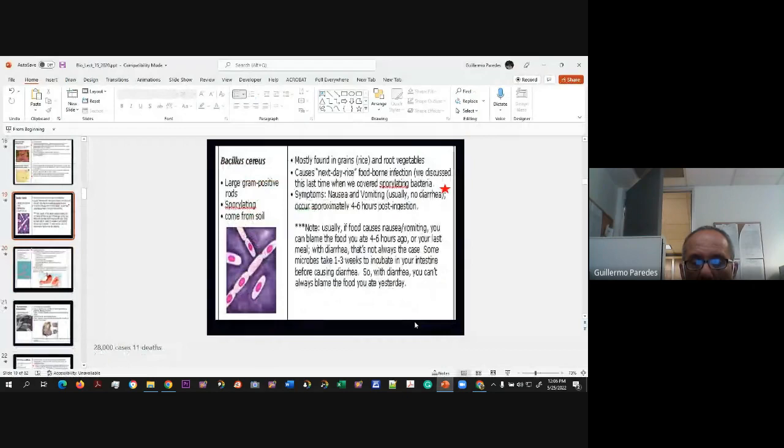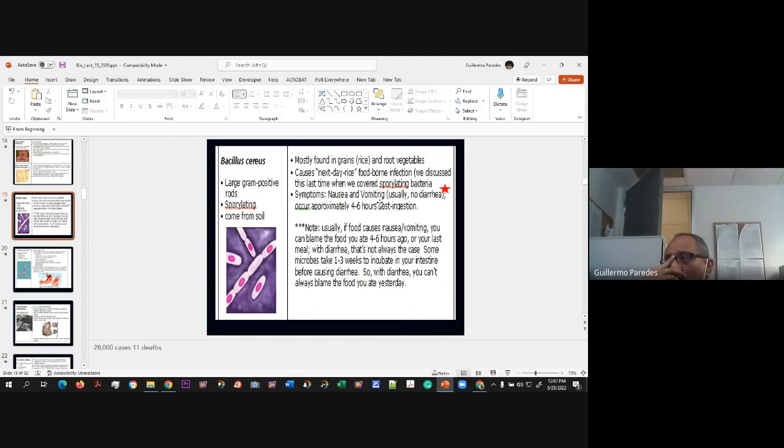Bacillus cereus. Bacillus cereus is one of the bacteria that can produce sporulation. I want you to be very careful if somebody is pregnant. My suggestion for a pregnant woman is to always eat fresh food. Never leftovers, because there is a risk of electrolyte imbalance, since it can produce nausea and vomiting. That can produce some electrolyte imbalance and can affect your pregnancy.